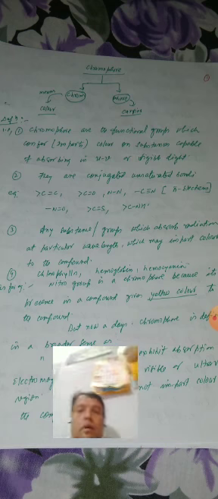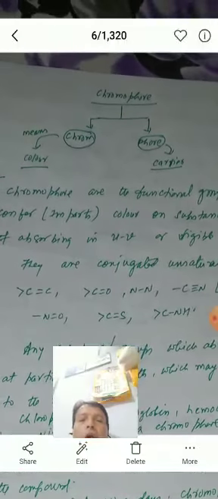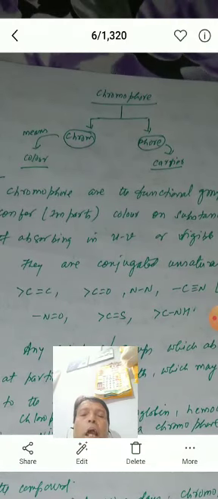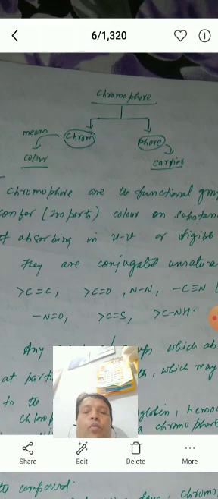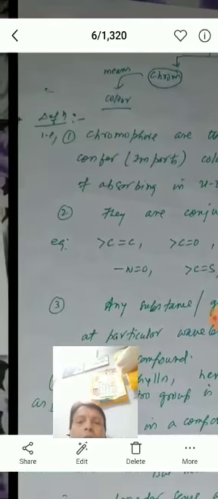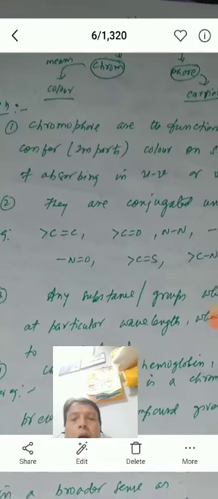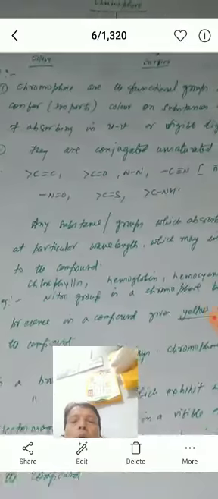What do you mean by chromophore? Basically, chromophore consists of two words, chrome and phore. Chrome means color and phore means carrier. That is, chromophores are the functional groups which confer or impart color on substances capable of absorbing in UV or visible light.